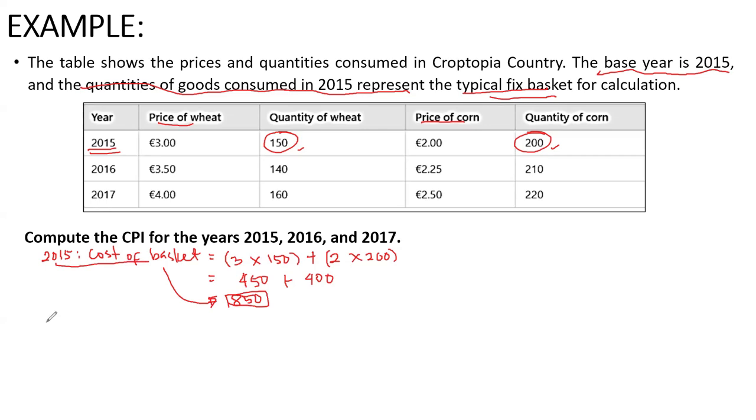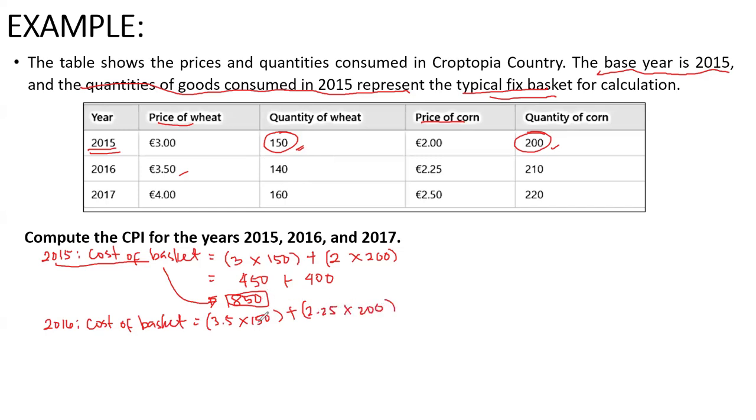After that, we compute the cost of the basket in 2016. Here we are going to use the 3.50 price as the price of wheat, multiplied by the fixed quantity, which is still 150, plus 2.25 times 200.